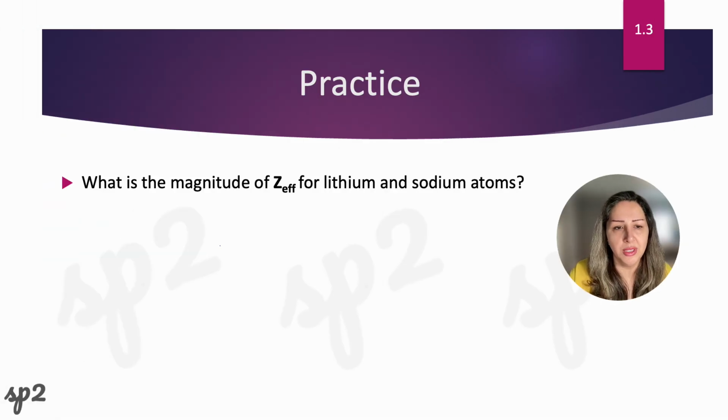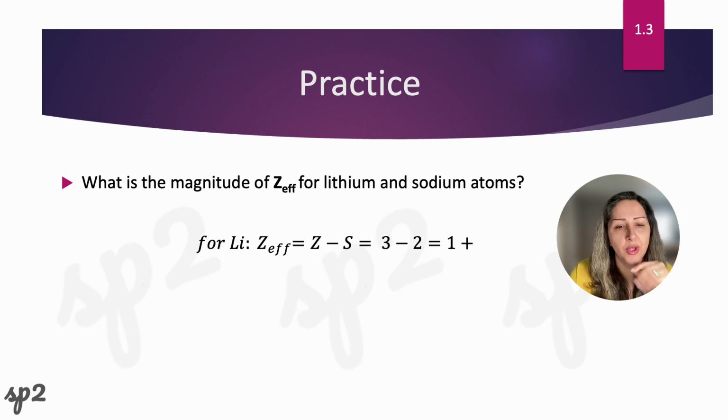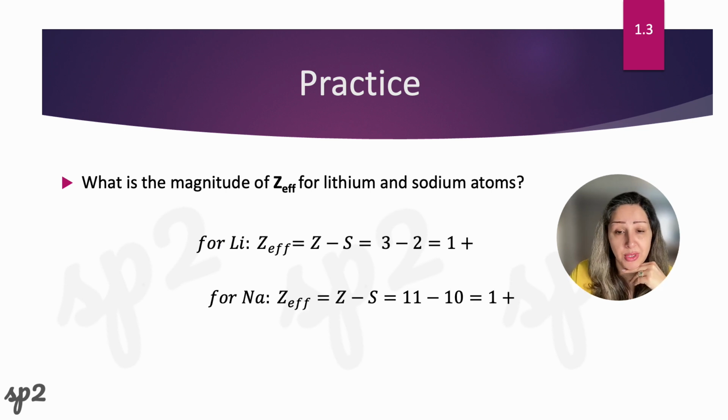Okay, so here's the question. What is the magnitude of Z effective for lithium and sodium atoms? These two are in the same column, right? If I go by lithium, I'm going to have Z, which is the number of protons, and that is 3. And I have S, which is the core electrons, that's helium, the previous noble gas. You take the difference, it's going to be 1+. Now, if you do the same thing for sodium, we're going to get the same value. So you can see that when you go down a group, this is group 1, we don't expect to get much change in our Z effective.